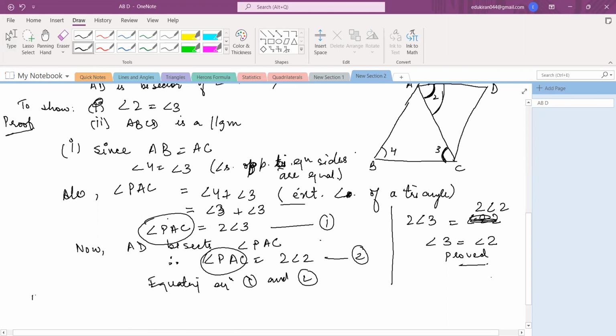So since alternate interior angles are equal, what is the converse of the alternate interior angle theorem? The lines are parallel. Very good. So we can write that angle 2 and angle 3 form a pair of alternate interior angles.